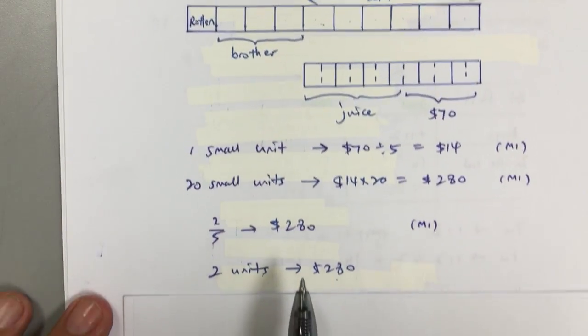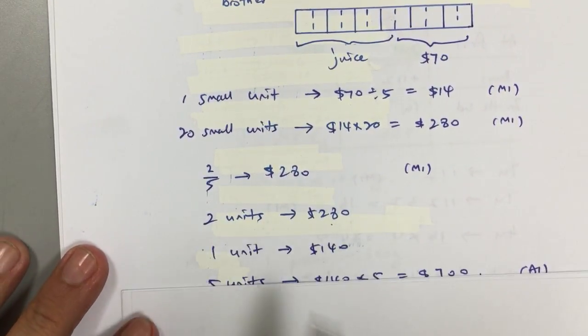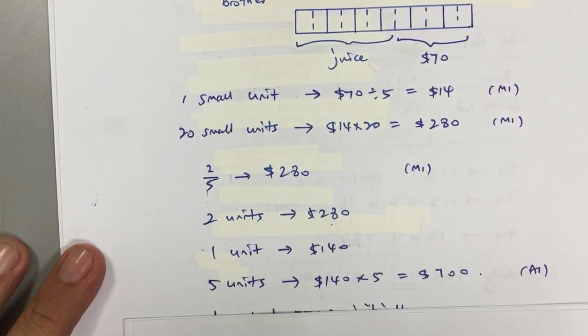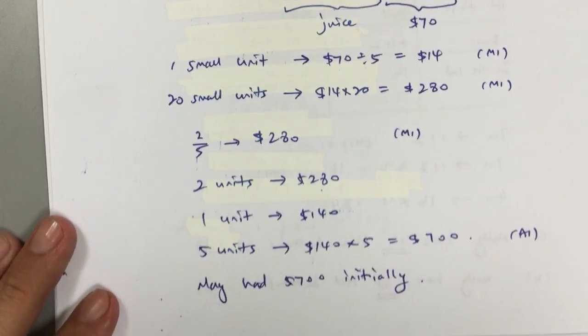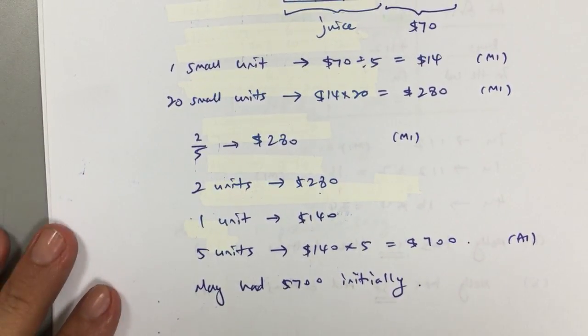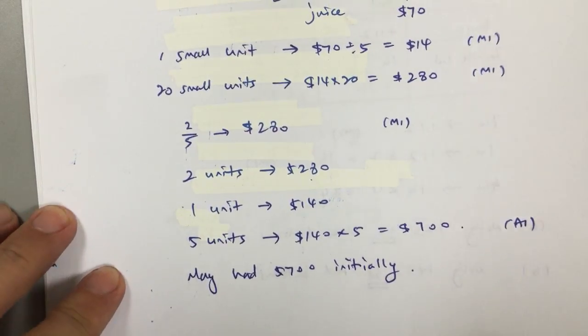So here I find 1 unit, 140. I find total 5 units, times 5, $700. $700 is what she had at first. Next question.